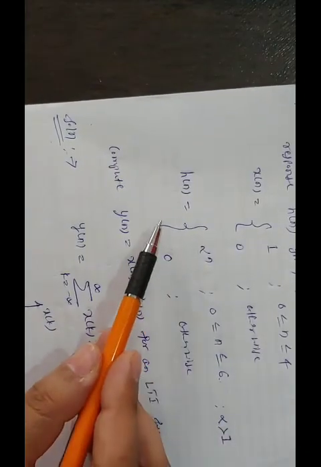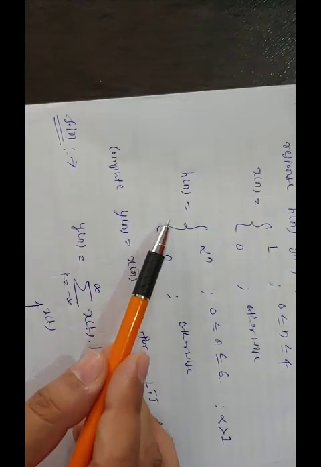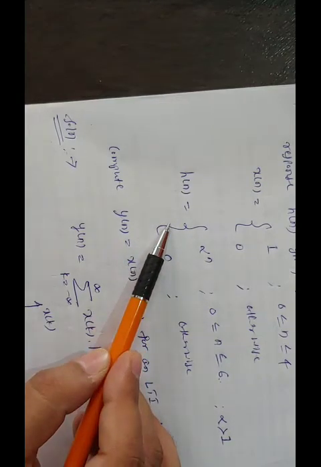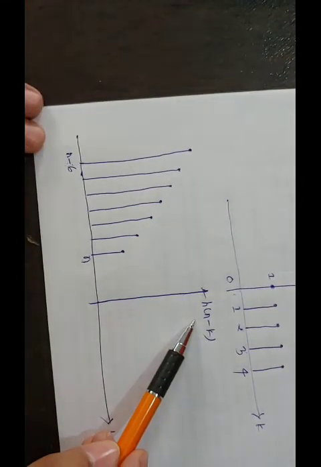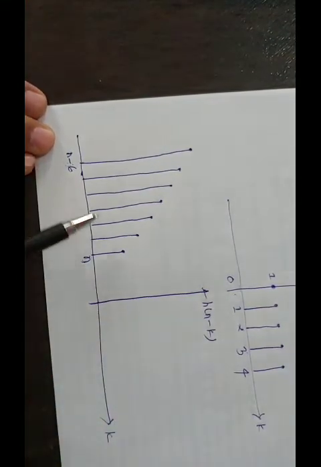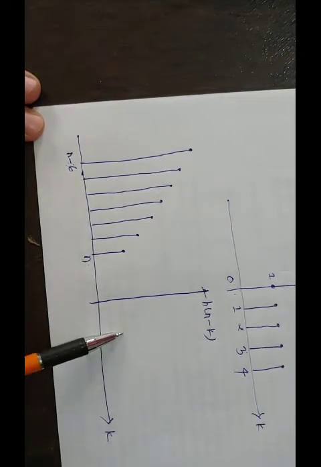Similarly we have to go for h of n minus k. The hint I have given you: first we have to sketch h of k, then we have to sketch h of minus k, then we have to go for h of n minus k. So directly, I have sketched here h of n minus k. After drawing h of n minus k, the hint we are providing here is, when you place n equal to 0, you should get h of minus k.